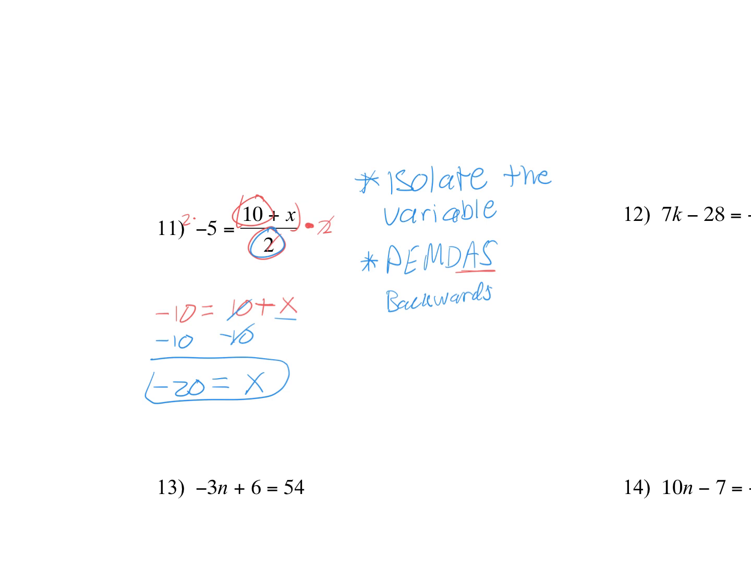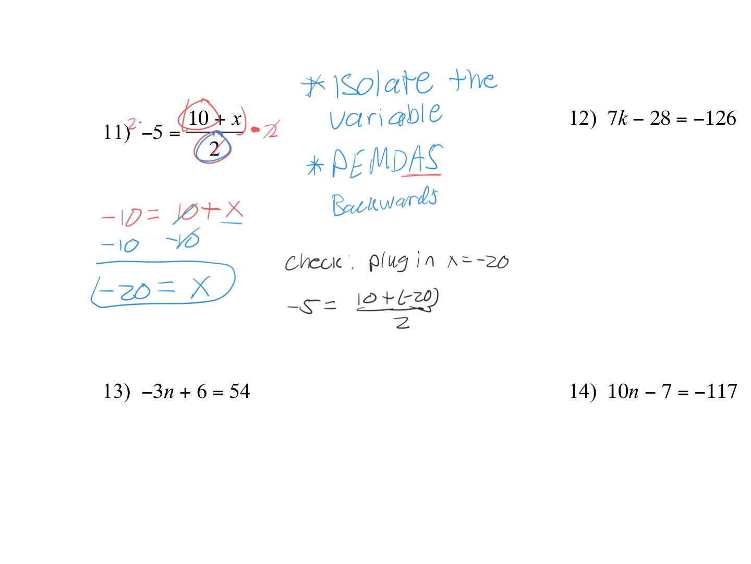All right, and if you're ever unsure, you can always check your answer. You can check by plugging it in. You want to plug in x equals negative 20. So we want to do negative 5 equals 10 plus negative 20 over 2, and then see if we get the same answer. 10 plus negative 20 is negative 10. Divided by 2, you get negative 5. Okay, so it works.